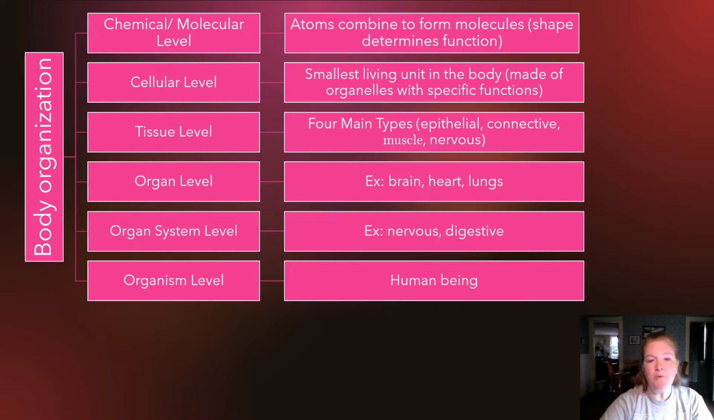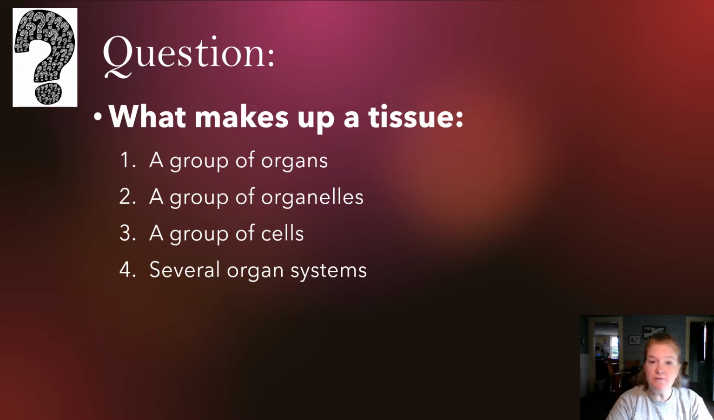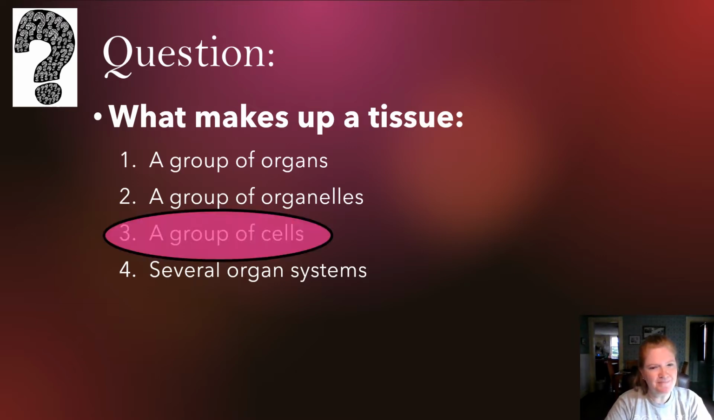And then we get to the organism level, and the organism is a single living thing. In this case, in anatomy, we're talking about a human being. Okay, so here's your first question. What makes up a tissue? Do you remember? It's a group of cells.